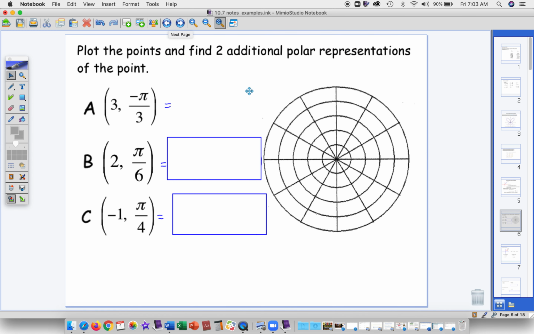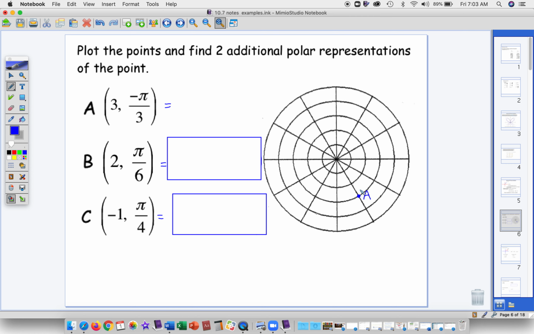Okay, so let's try plotting some points. We're going to plot these points, and then we're going to find 2 additional polar representations of that point. So our first coordinate is (3, negative pi over 3). That means I'm going 3 radii out to the right, and then I'm rotating in a negative direction, negative pi over 3. So here's point A right here.